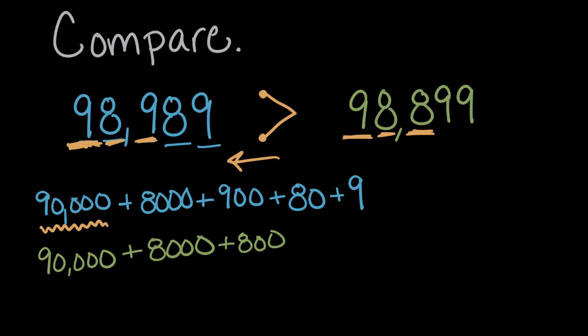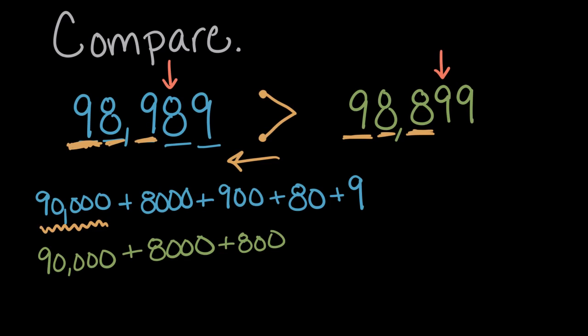So we'd read this as 98,989 is greater than 98,899. And you might be thinking, but wait, we didn't look at the tens. Here we have 8 tens, but on the right we have 9 tens. Well, 9 tens is definitely greater than 8 tens, but it doesn't make up for having less hundreds. Hundreds are far bigger, 10 times bigger, than tens, so they mattered more. They had a bigger impact on which of these numbers was larger.